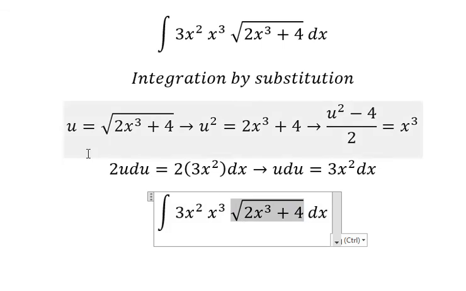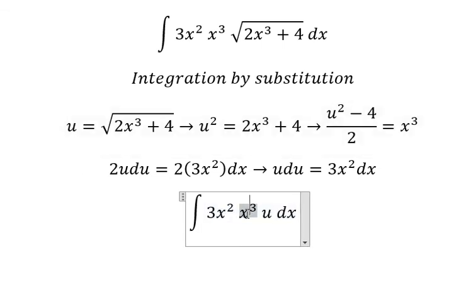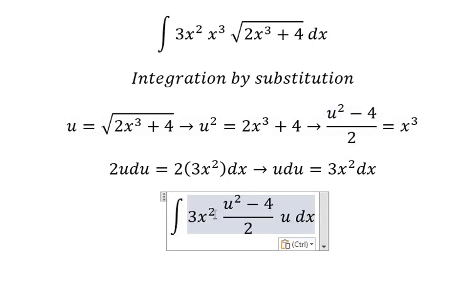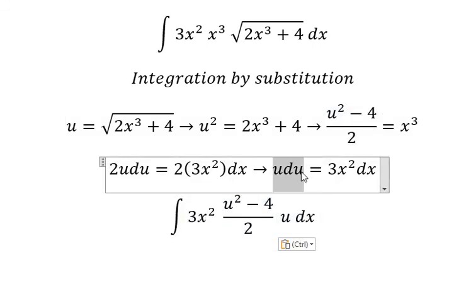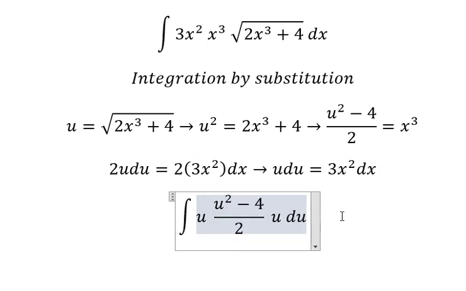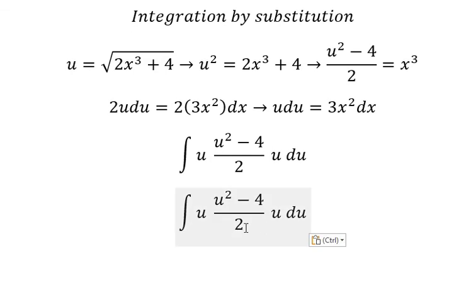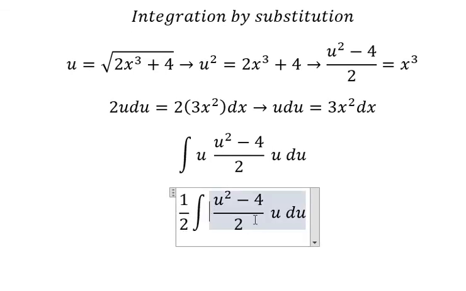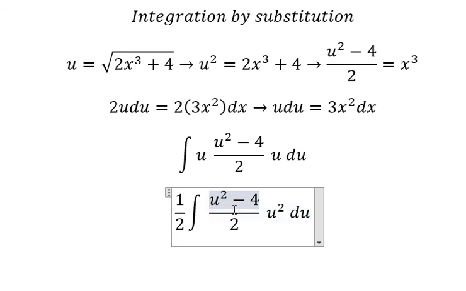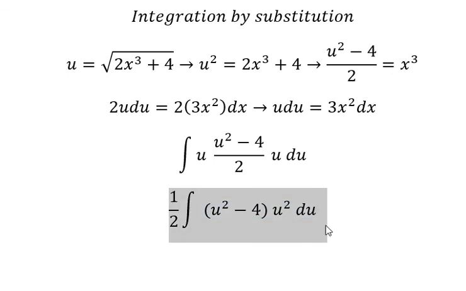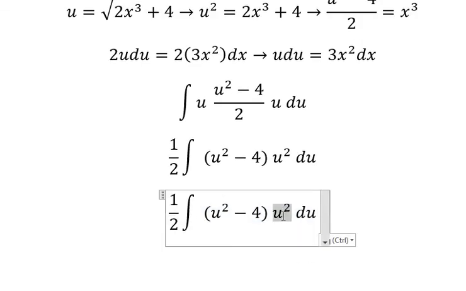So the square root we change by u. X to the power of 3 we change by this one. 3x squared dx we change by u du. Next, number 2 I will put outside, u and u, we have u squared. So u squared we multiply by u squared and number 4.